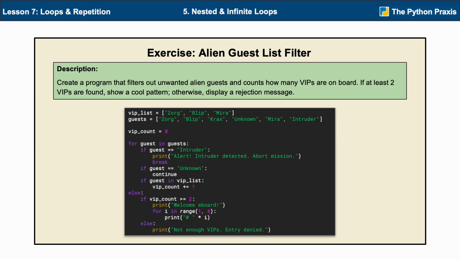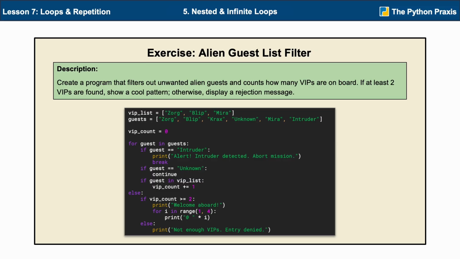The second condition is: if guest is equal to unknown. If the guest is marked unknown, we don't panic, but we also don't process them further. Here, the continue statement tells Python: skip this guest and move on to the next one. Finally, the third condition is: if guest in vip_list. This conditional checks whether the guest is found in our VIP list. And if yes, we increase the count by 1. That's one more confirmed VIP on board.